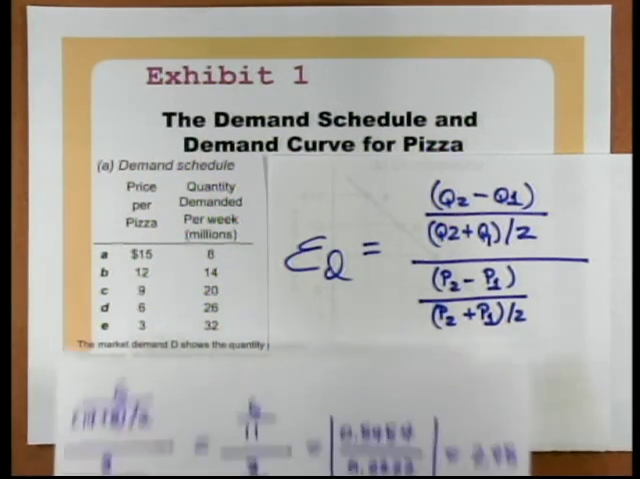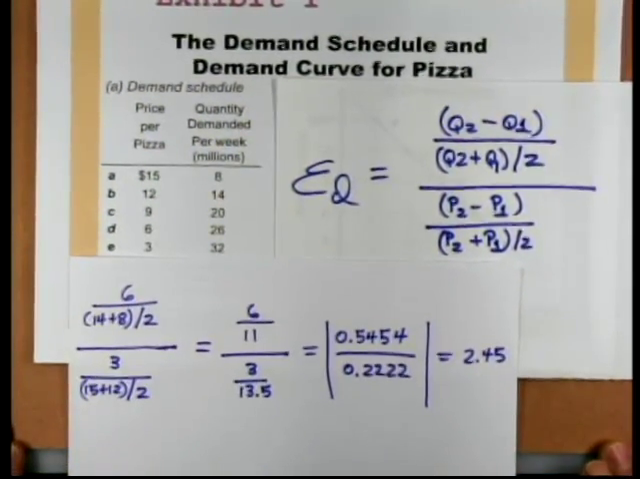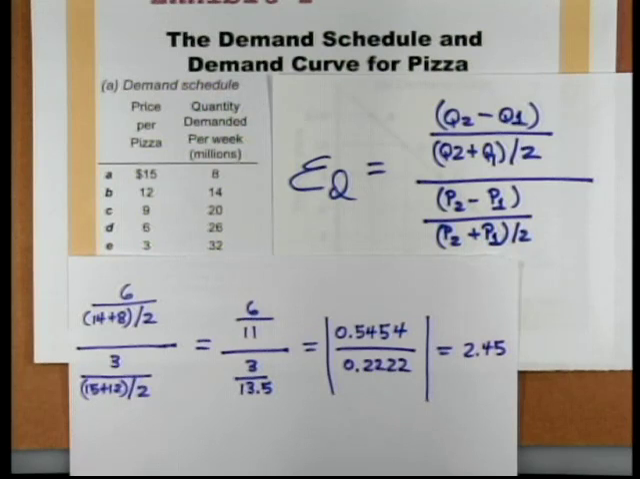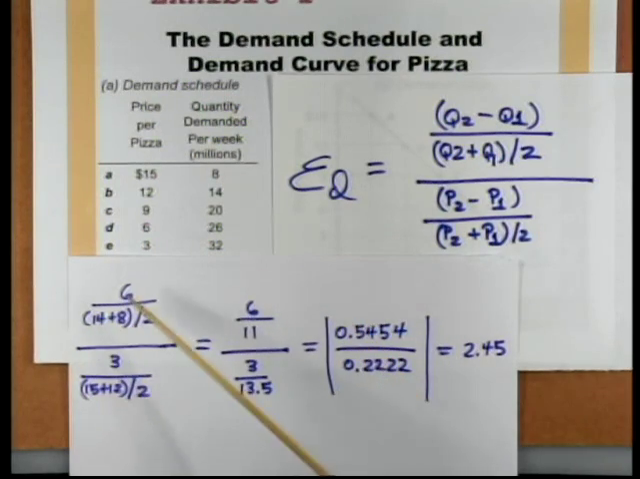So let's choose the 2 points. And we've chosen the prices $15 and $12. So the difference in quantities is 6. That's the difference between 8 and 14. So that difference is 6.